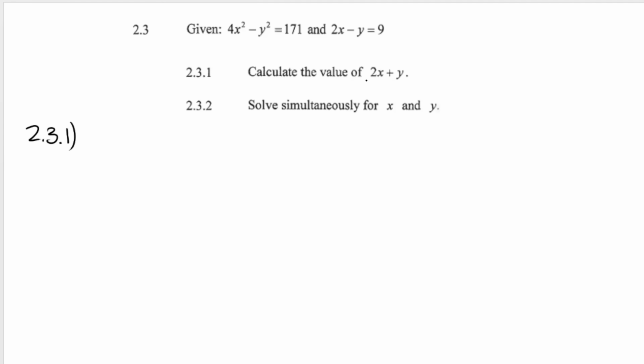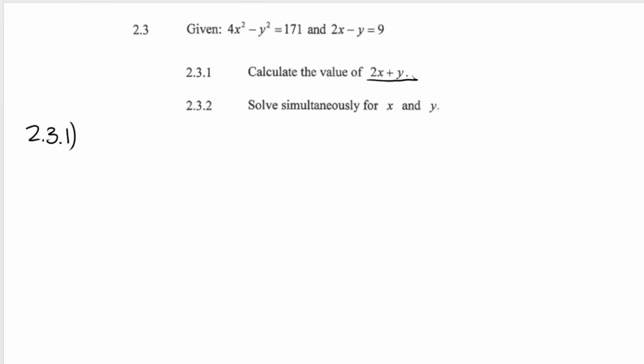Calculate the value of 2x plus y. Now let's read the question. They say 4x squared minus y squared is equal to 171. That's one equation. And 2x minus y is equal to 9. Now, they do not want the value of 2x minus y. They want the value of 2x plus y.